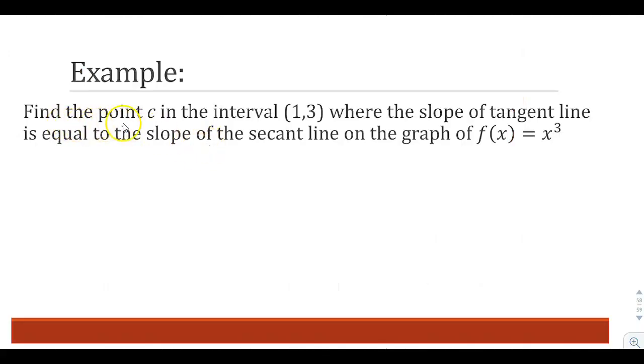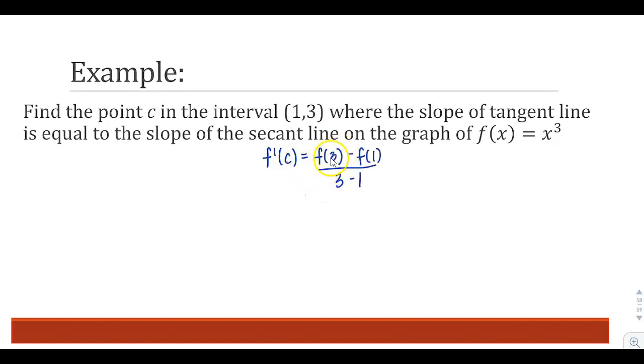In this example, we want to find the point c in the open interval between 1 and 3 where the slope of the tangent line is equal to the slope of the secant line on the graph of f of x equals x cubed. Here, we know that f of x is a polynomial, so it's differentiable and continuous. So we are looking for the value where the slope of the tangent line, f prime of c, is equal to the slope of the secant line. That's f of 3 minus f of 1 over 3 minus 1.